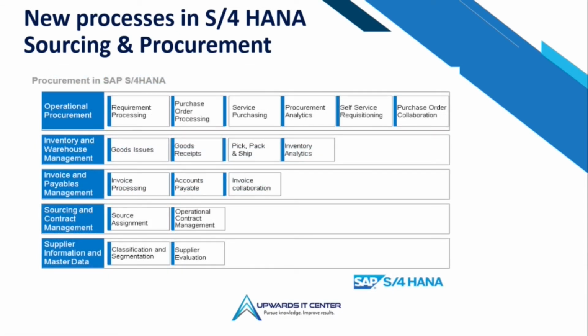Moving forward, now we're gonna talk about the new process in S/4HANA Sourcing and Procurement. On the left side, in this blue box, you can see the end-to-end processes, and inside each end-to-end process, we have some capabilities. The end-to-end processes are operational procurement, inventory and warehouse management, invoice and payables management, sourcing and contract management, and supplier information and master data. Basically, this is the streamlined procurement.